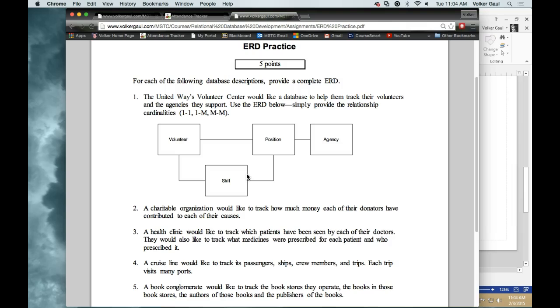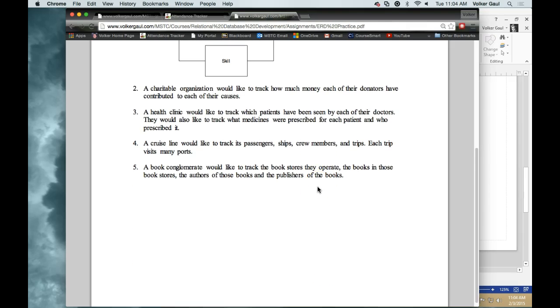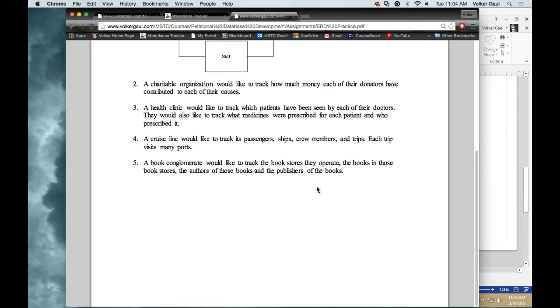So that one's kind of a given. But the next one here, we said a charitable organization would like to track how much money each of their donators have contributed to each of their causes. Now, a few of you sent me your ERDs, and one of the trends I saw in there is that this charitable organization, this health clinic, is a table.